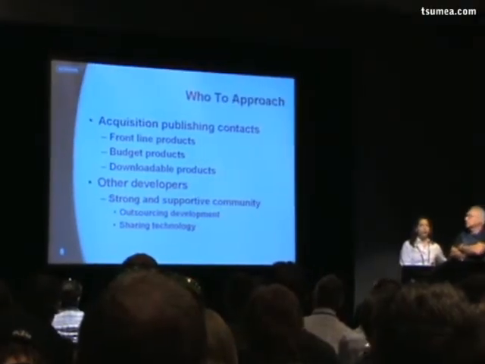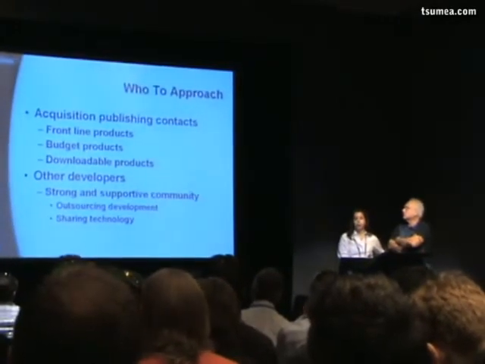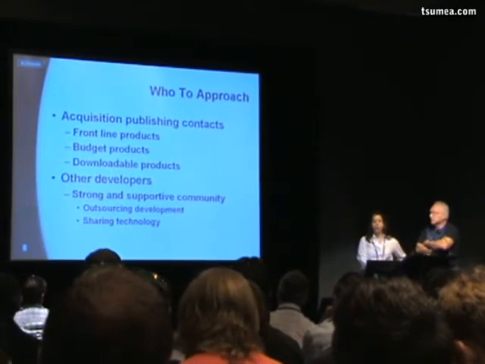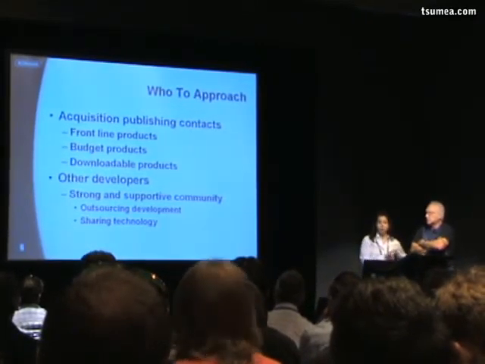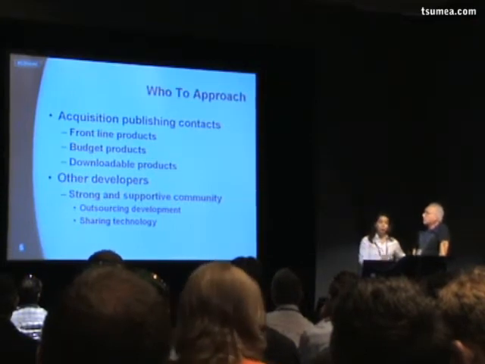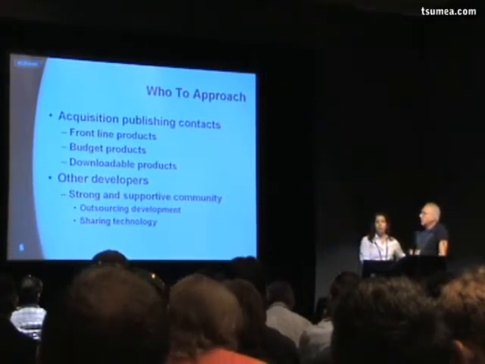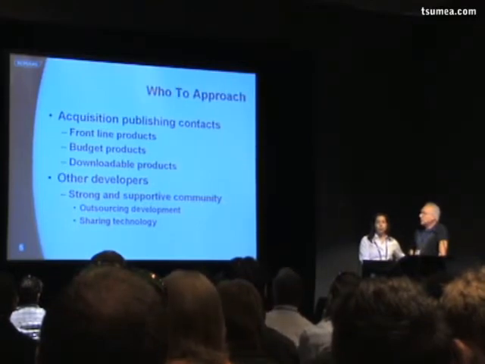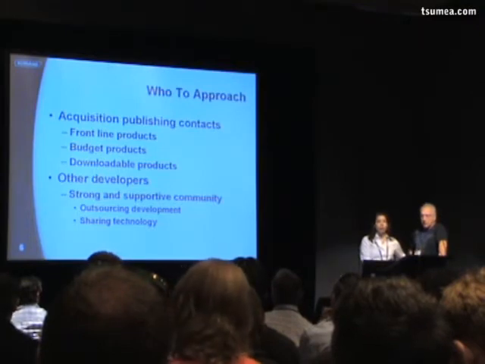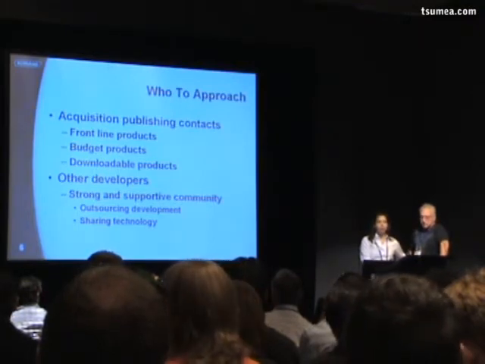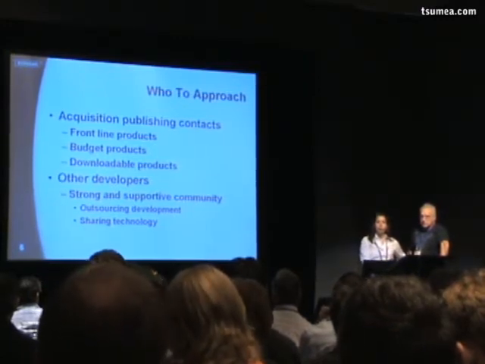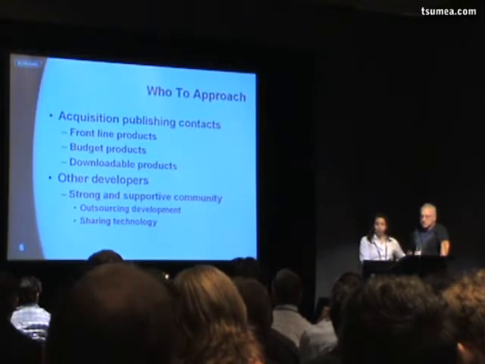So who to approach? The acquisition publishing contacts. Basically, it's primarily business development. Product development may be involved. There may be different people if it's a frontline product versus a budget product versus a downloadable product or a mobile product. It depends on what you're pitching. So it's fairly easy to find those people. You can speak to your industry colleagues, any other development team, agents. If you know an acquisition person, they probably can let you know who the people are throughout the industry. So just ask. You can find them fairly easily.